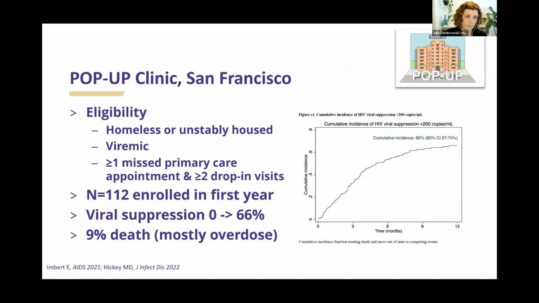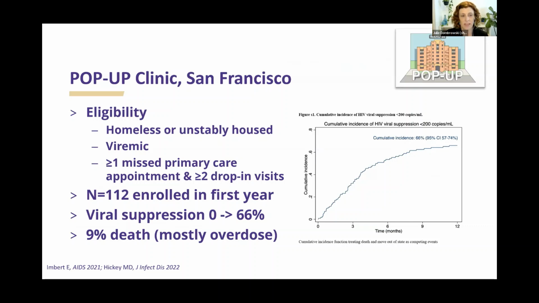So I think there is something about a model like this that can help avert people from stopping medications. The pop-up clinic in San Francisco is another similar low barrier model. The eligibility, this clinic was really designed for people who are homeless or unstably housed, viremic, and missing care appointments. So although pop-up may make you think of the clinic being a pop-up, it really is a brick and mortar clinic, and it's there for patients who pop up in clinic after having been out of care for quite some time.